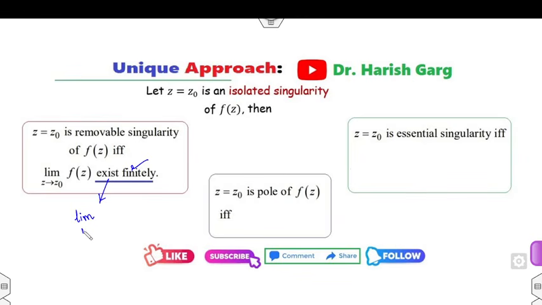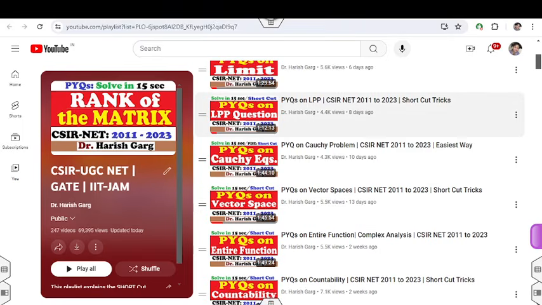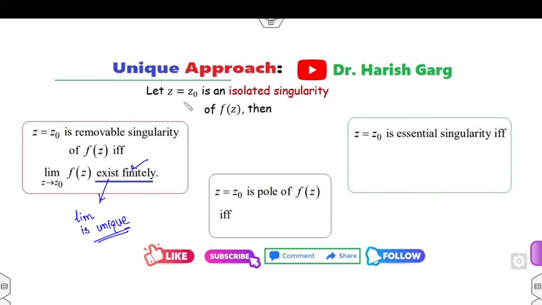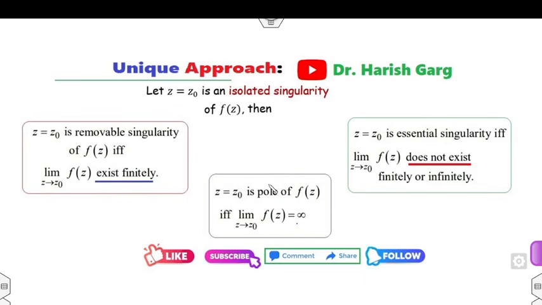That means the limit is unique. Remember that you have to watch my PYQ series on limits. You must watch my PYQ videos on limits to understand the meaning of this existence. On the other hand, if you find the limit as infinity, then you can say it's a pole.